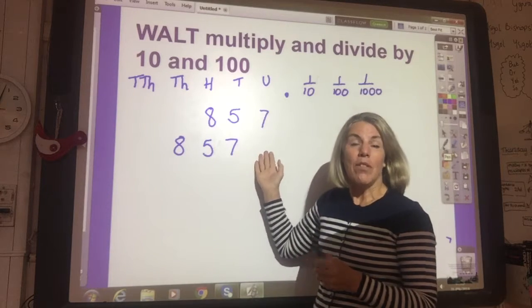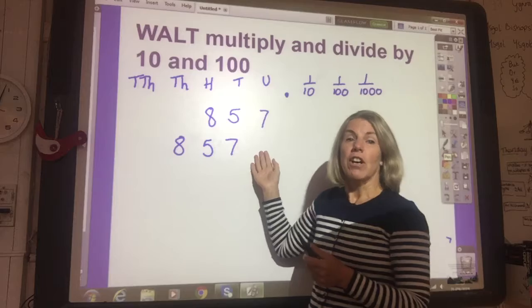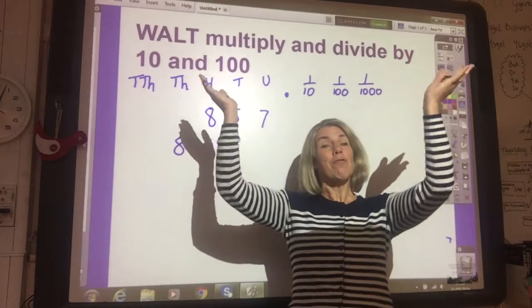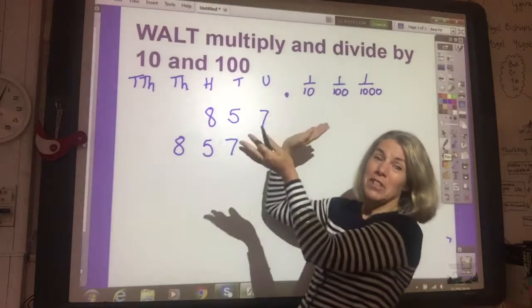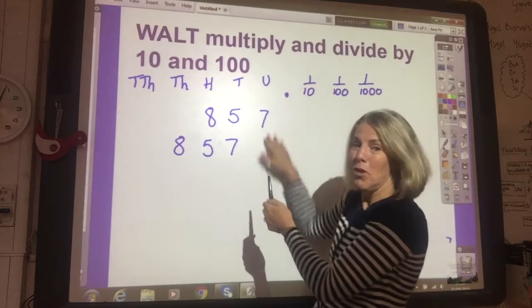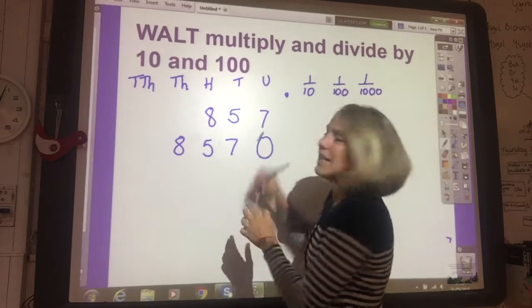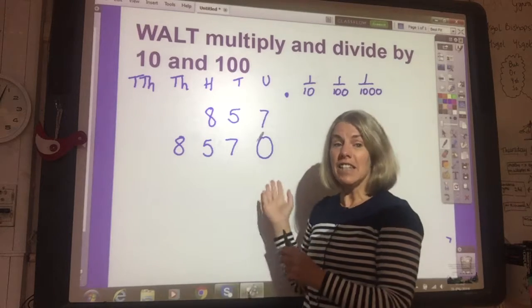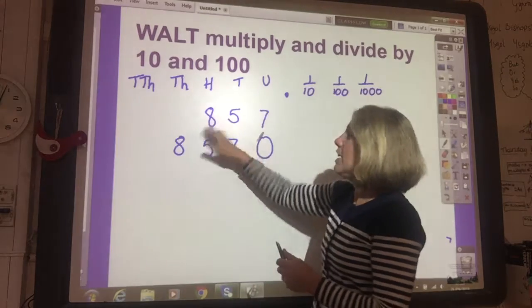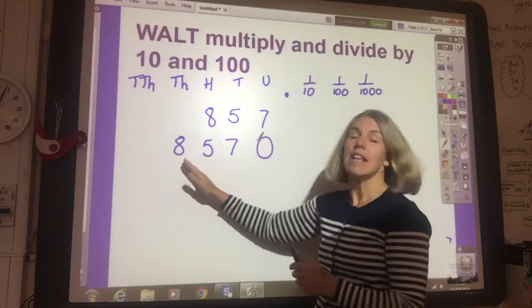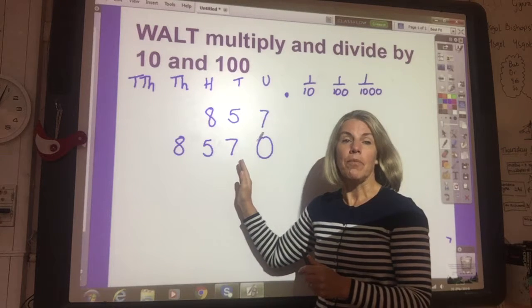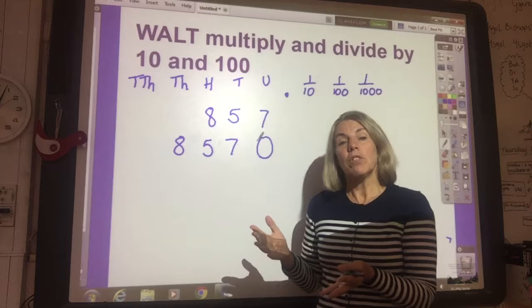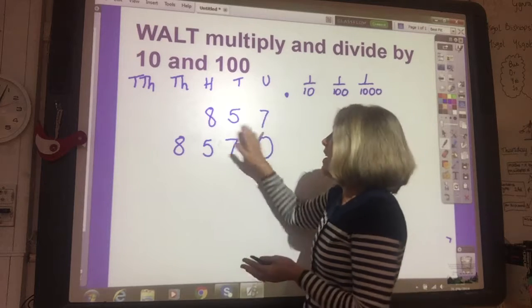We have a gap here. That gap has to be filled. Okay, and so what happens is a 0 drops down from the sky, and here it comes, dropping down, and it fills that space. The 0 is just a space filler to tell us there are no units. So 857 becomes 8,570.